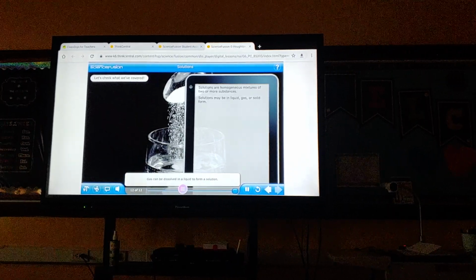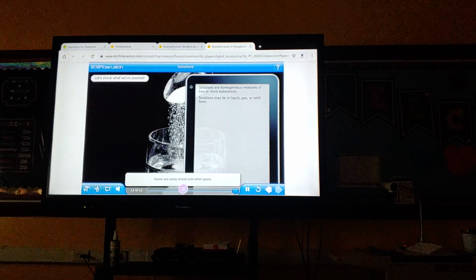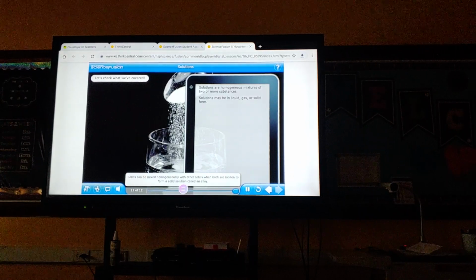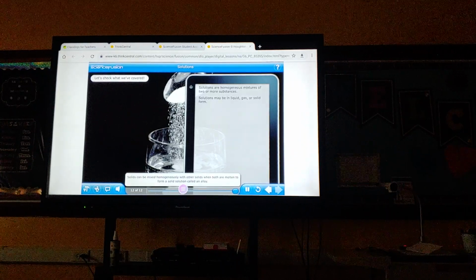Gas can be dissolved in a liquid to form a solution. Gases are easily mixed with other gases. Solids can be mixed homogeneously with other solids when both are molten to form a solid solution called an alloy.